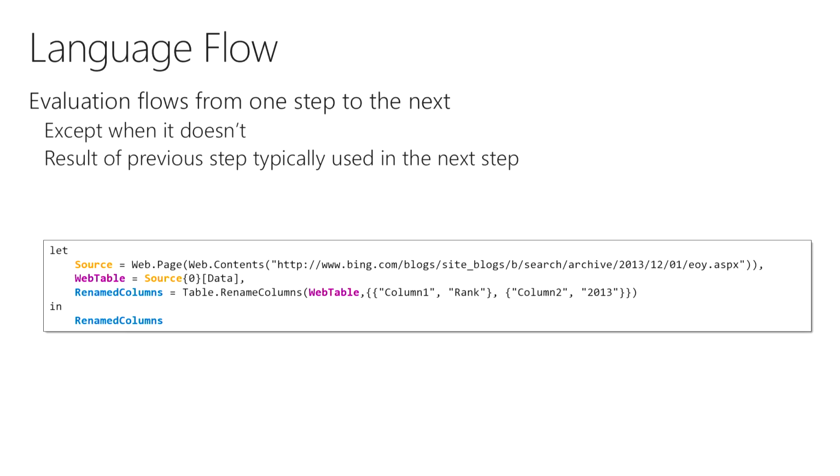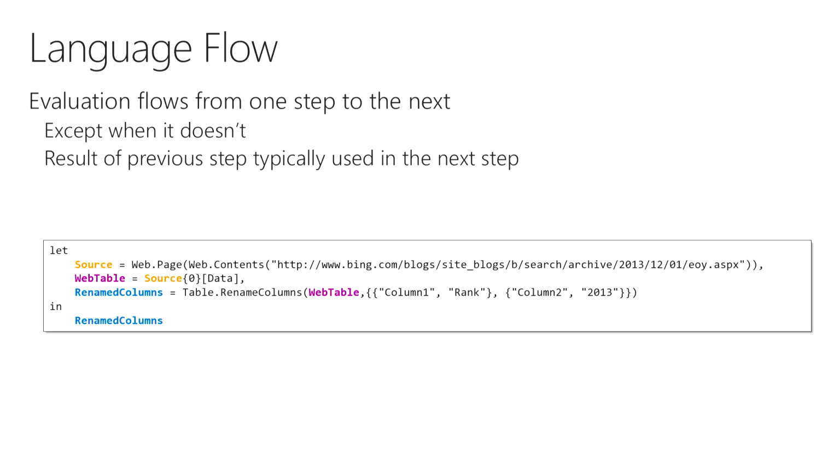That turns it into a table with all the tables on the web page. I index into that table to pull back a specific table and store that as the web table variable. And then finally, I pass web table into a function called Table.RenameColumns, which is going to rename column 1 to rank and column 2 to 2013. Right? So you see this flow from one step to another, and that matches the way the Power Query experience works, where I do incremental step-by-step transformation, and I can drill back through and see all the different steps.